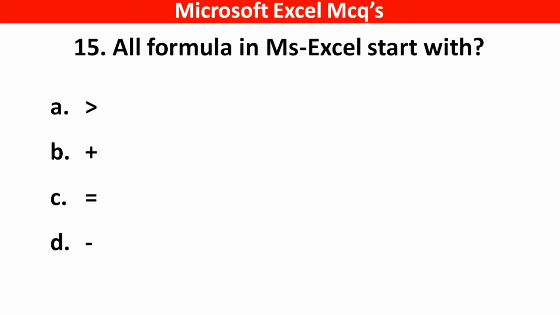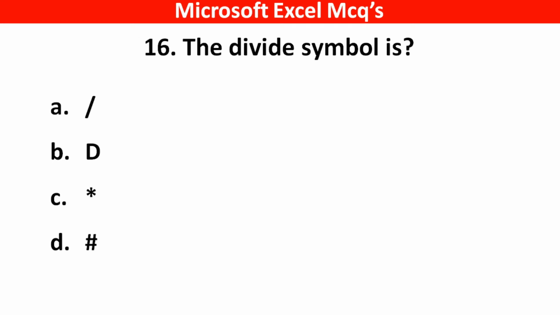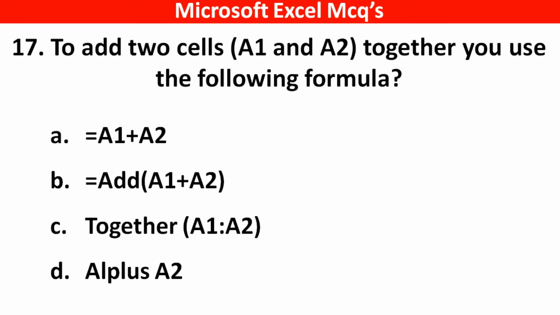Next question, all formulas in MS Excel start with. Right answer is option C, equal. Next question, the divide symbol is. Right answer is option A. Next question, to add two cells A1 and A2 together, you use the following formula. Right answer is option A.